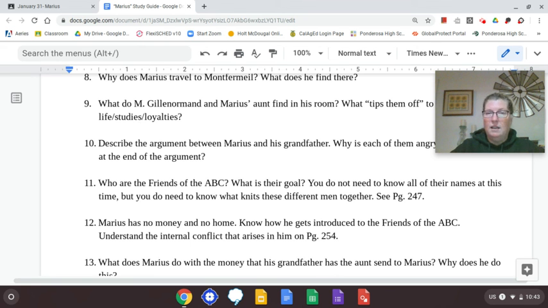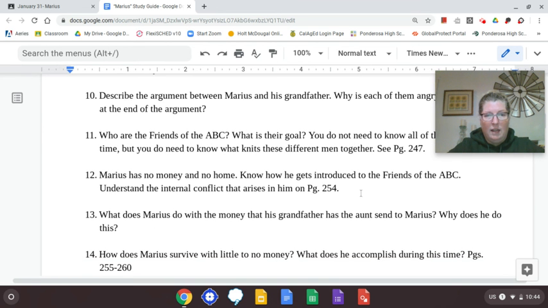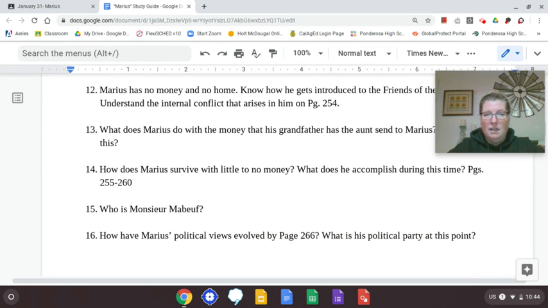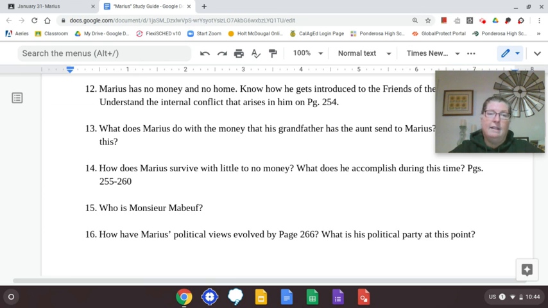So you should read pages 260 to about 265. And it discusses Marius and how he feels about being poor. He's very optimistic, actually. And he feels that he is rich because he is young and he is free, and he's doing okay, living on basically nothing. So that's what I have here on number 12. Okay. 13, 14, how does he just survive with little to no money? And that's basically where we left off in class today.